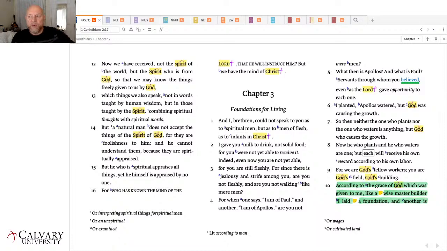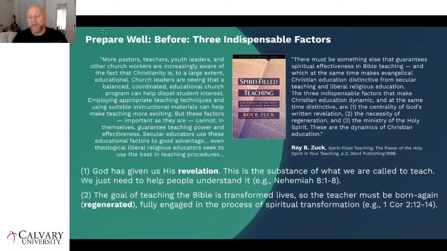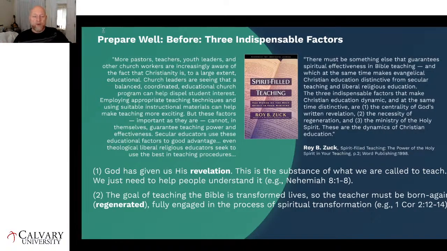Okay, so in order for the Holy Spirit's work to be done in teaching the Bible, the teacher must be himself born again and providing spiritual thoughts and spiritual words that come from his own salvation. And I would also add that the goal needs to be both the regeneration of the listener and the spiritual transformation of the listener, not just, let's impress each other with our great wisdom or let's make people feel comfortable or whatever. The goal is spiritual transformation, to become more like Christ.